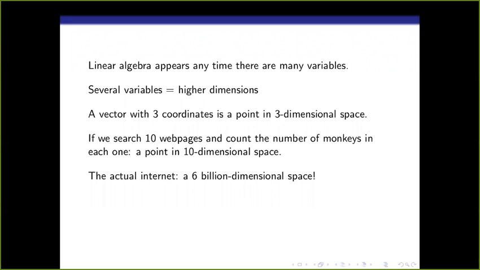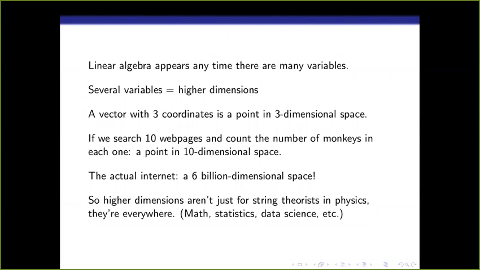Of course, the actual internet has 6 billion web pages. So this is an incredibly high dimensional problem. You're working in a 6 billion dimensional space. So higher dimensions are actually everywhere. When someone says higher dimensions, the first thing that people usually think of is, oh, string theory, extra dimensions, that kind of thing. That's true, but that's not the only place where this shows up. Higher dimensions show up everywhere, across mathematics, across science, across statistics.